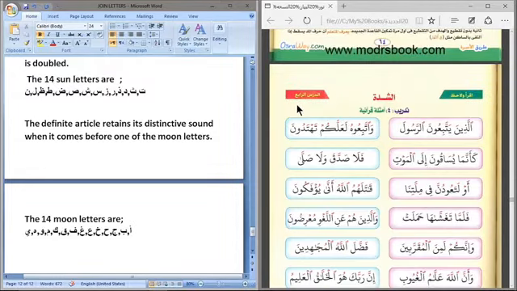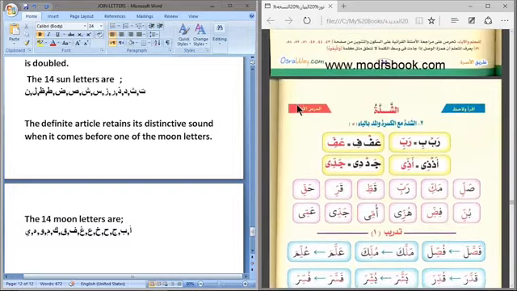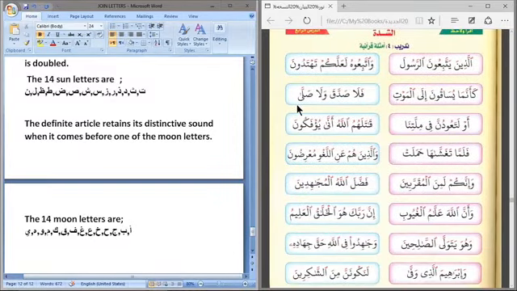Inshallah, we'll be taking more of that later. Okay, let's take this to end it off, inshallah, for the sun and the moon letters.